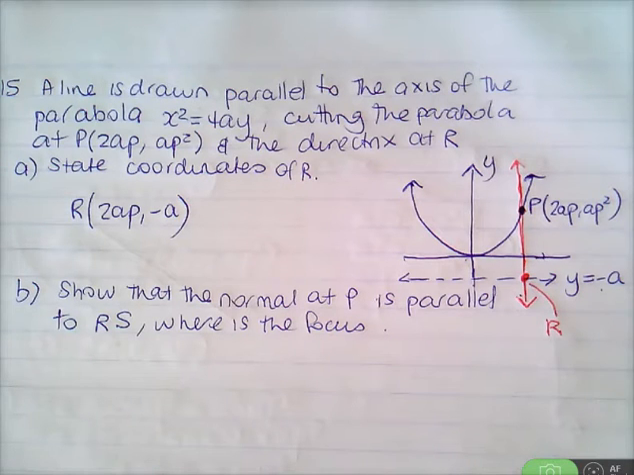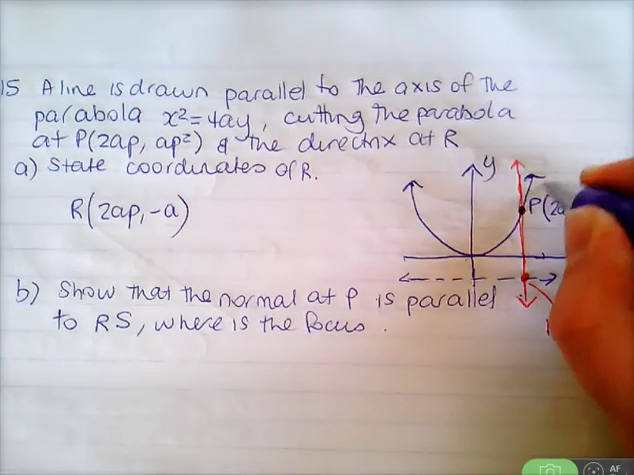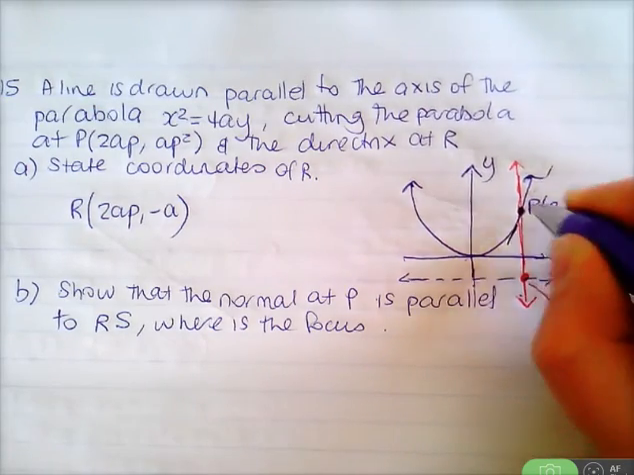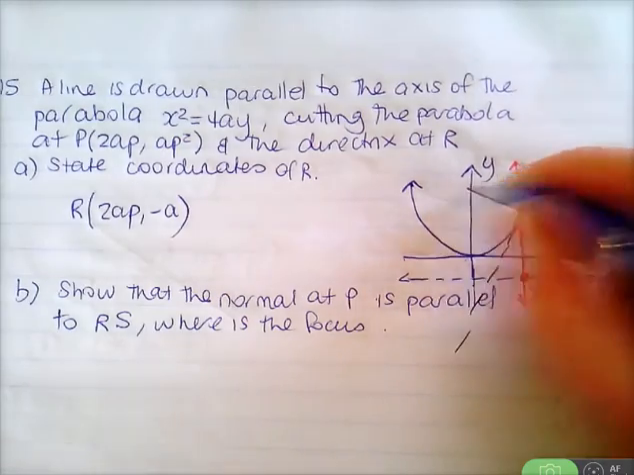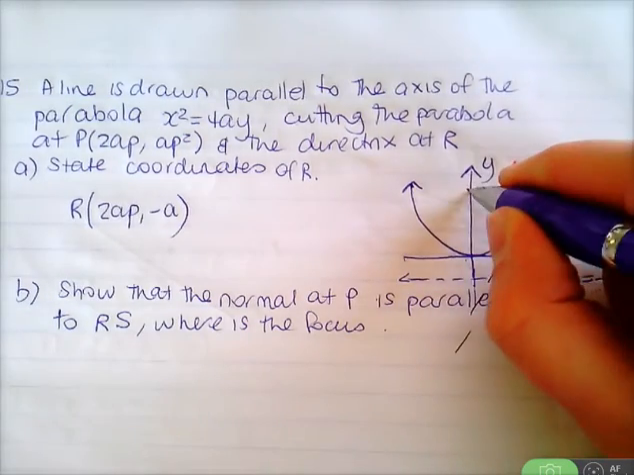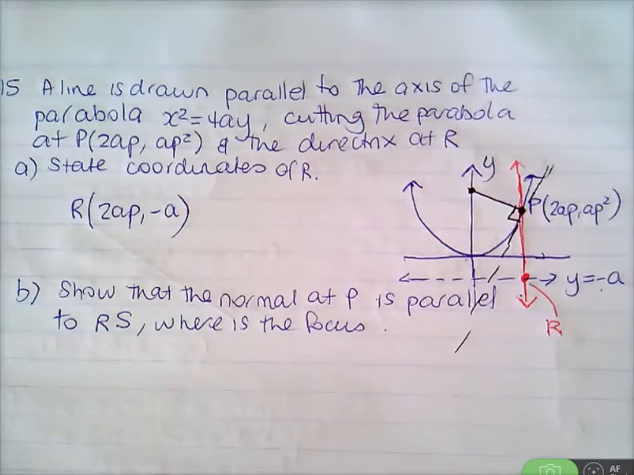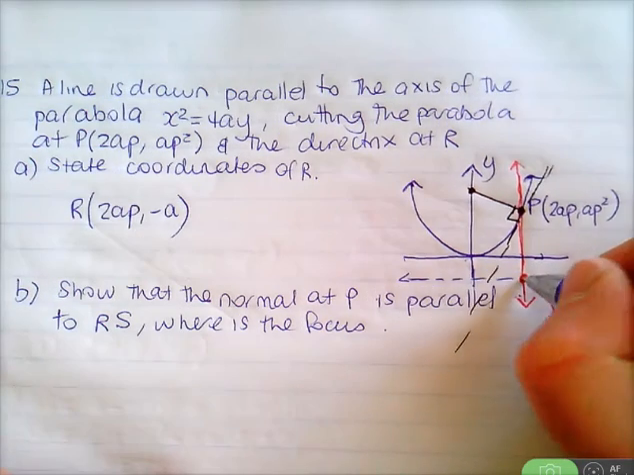Then it says, show that the normal at P. Now, before you draw the normal at P, you need to draw something else. Always with normals, you have to do the tangent first. So I'm going to do the tangent at P in a dashed line. The normal at P would be this one. So it says show that the normal at P is parallel to RS.